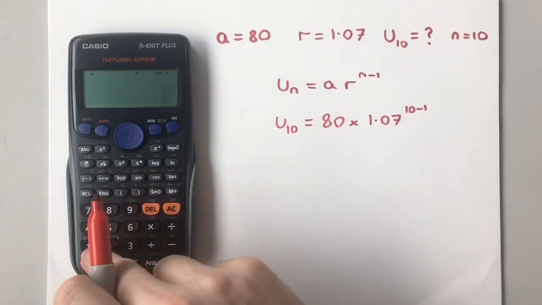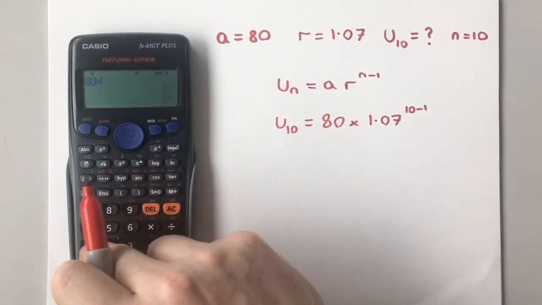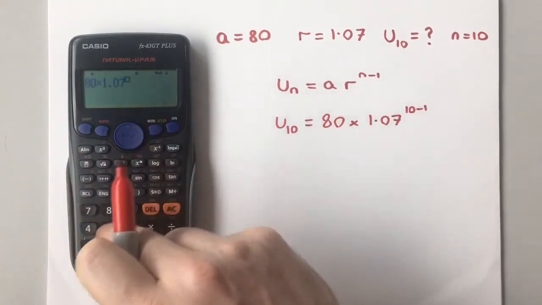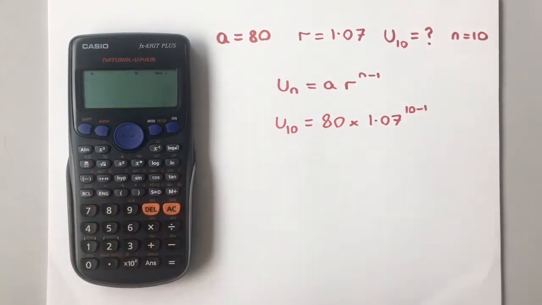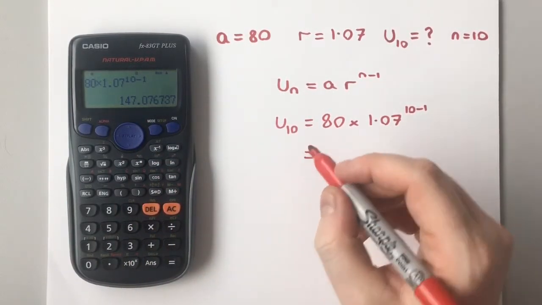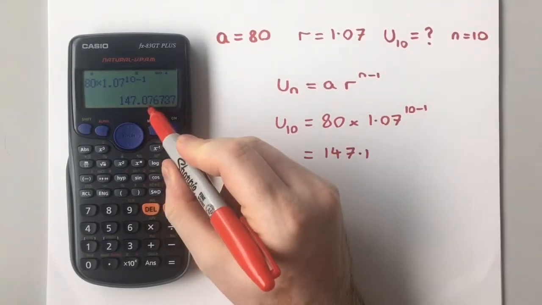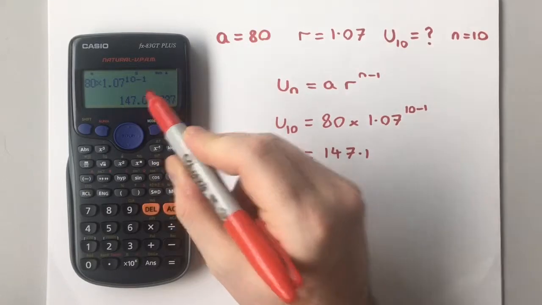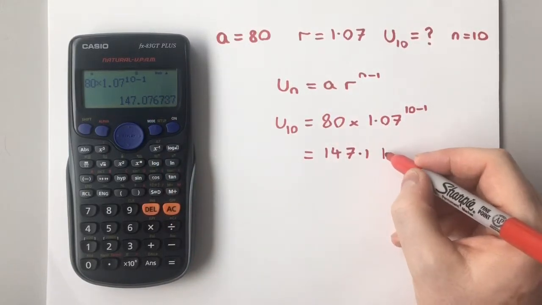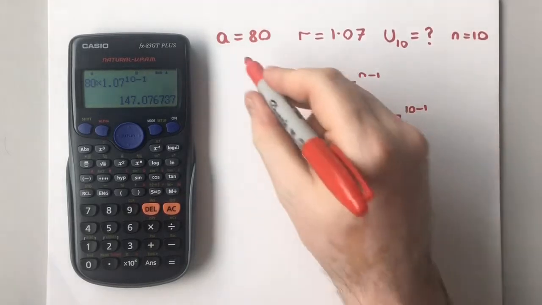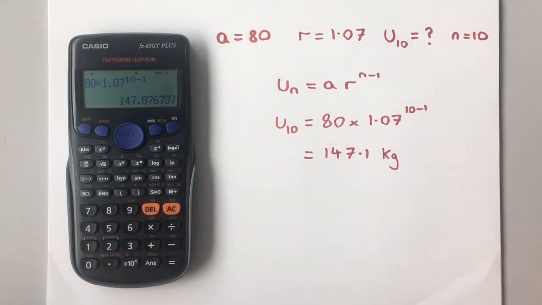If I put that into my calculator, I get this answer. In the question, I'm told to give my answer to 4 significant figures, so that would be 147.1. The second decimal place is a 7, which rounds the first decimal place up to a 1. The units are kilograms, just like they were for the first term. That's what the metal is being weighed in. So that's part A. 147.1 kilograms are processed in the 10th hour.